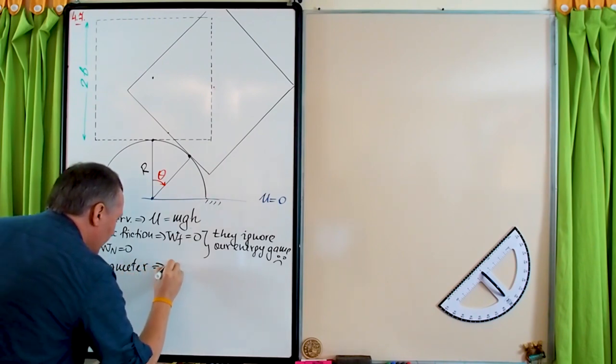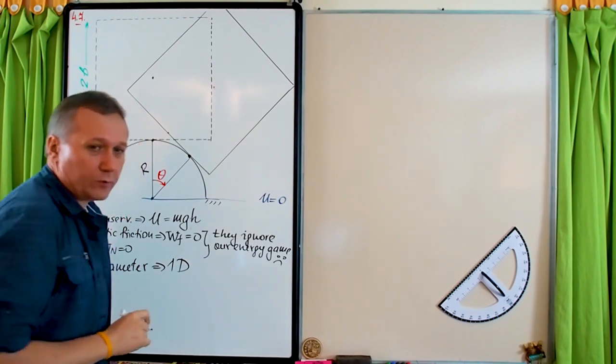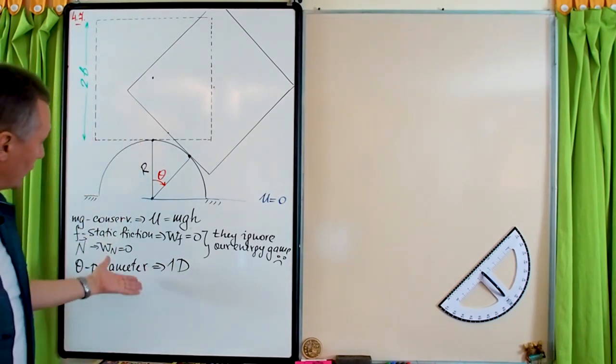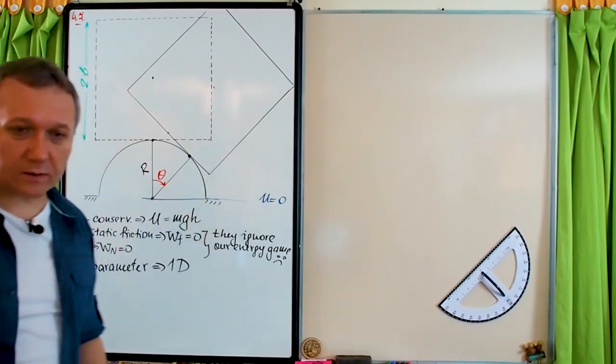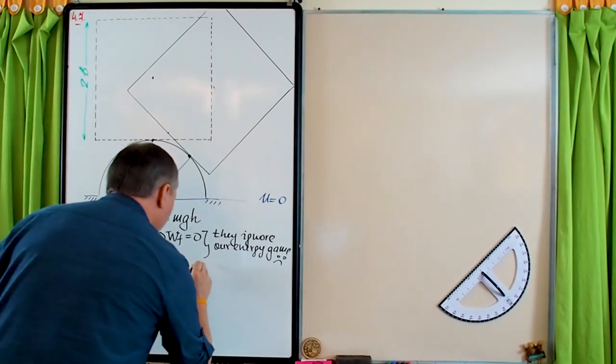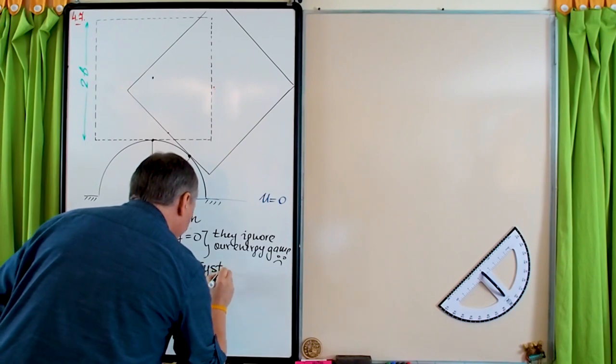And so, since it's one-dimensional, we will be able to write potential energy in terms of only this theta. It means that this system is one-dimensional.